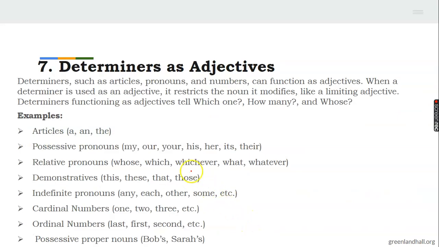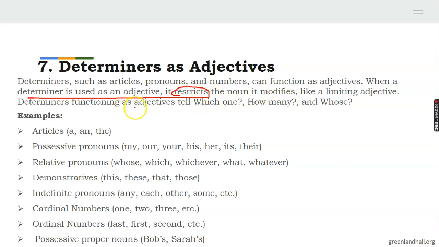Number 7, determiners as adjectives. So adjectives can be a determiner as well. When we say determiner, what do we mean? Determiners can be articles, can be pronouns, and can be numbers, and they can function as adjectives. Now, when a determiner is used as an adjective, it restricts the noun it modifies, like a limiting adjective. Don't forget, a limiting adjective.